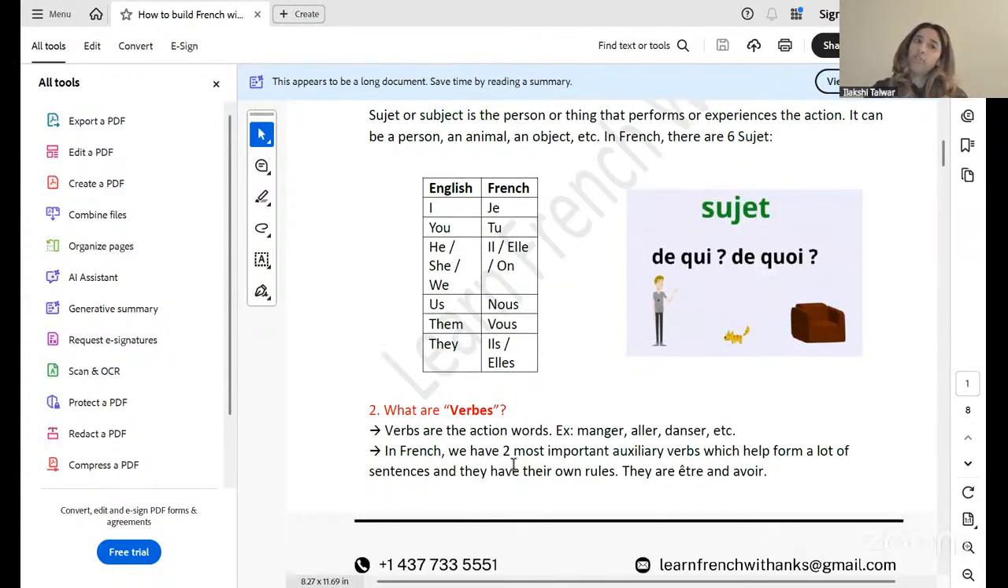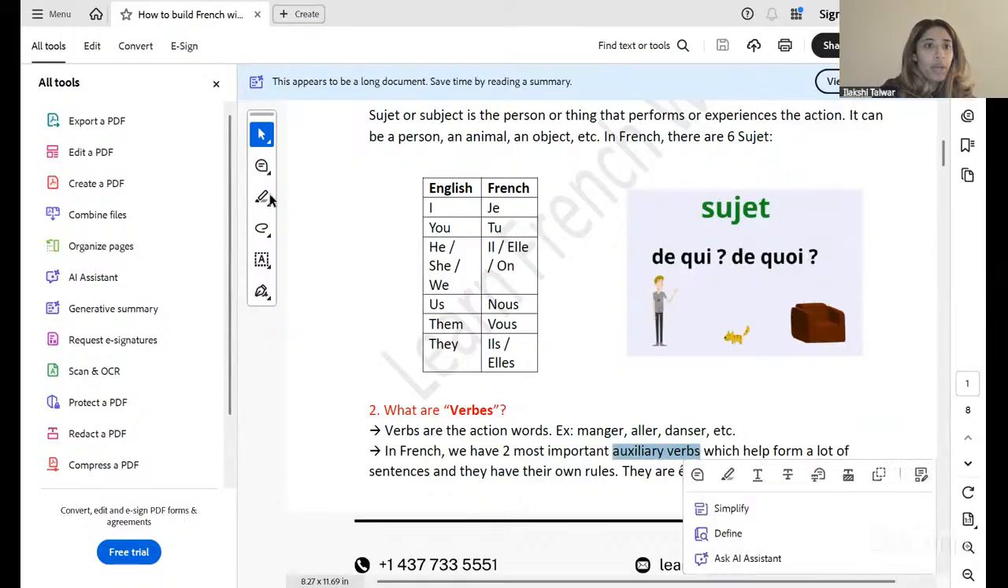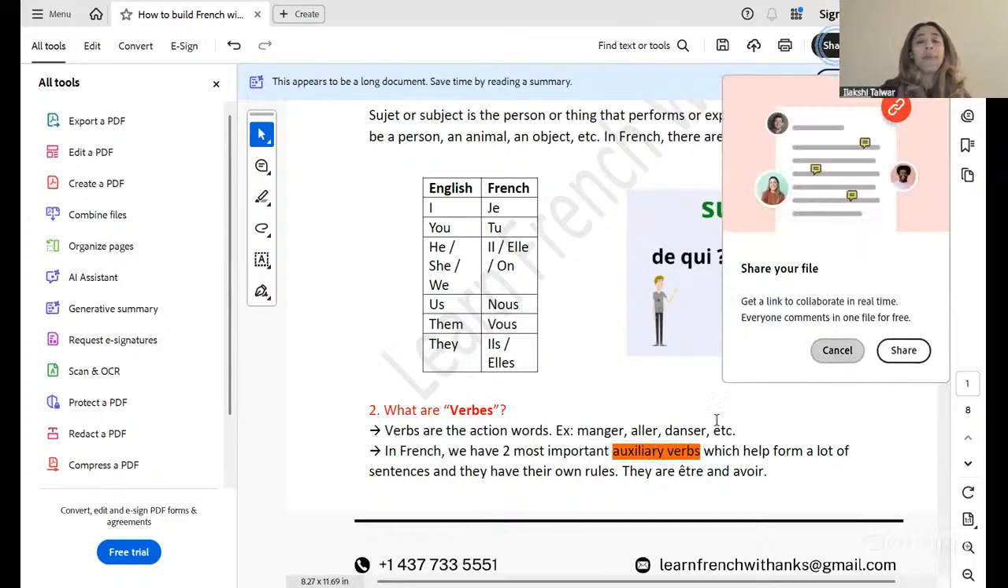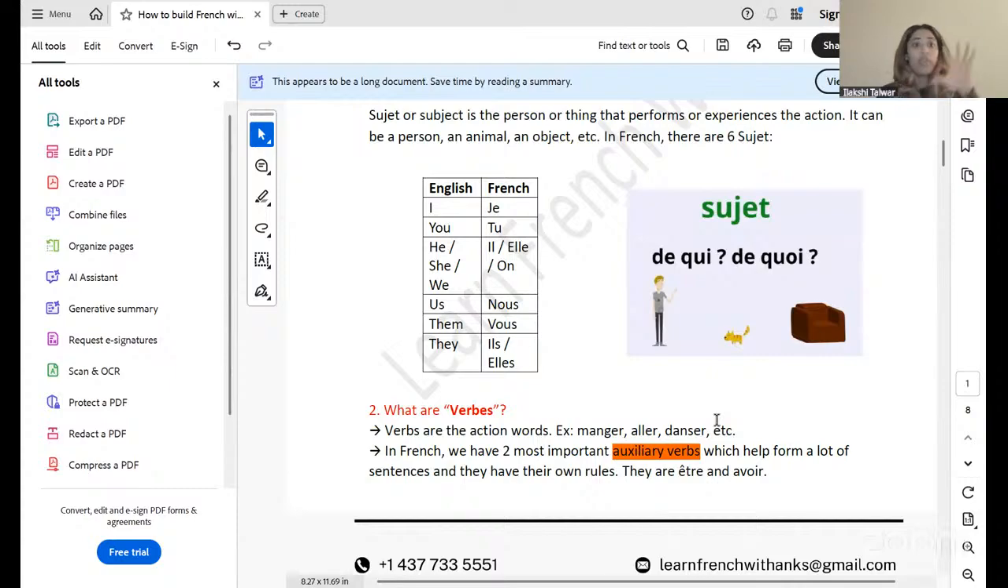So anybody who's performing the action, that is your subject. Your verb, obviously, that's the action word that is being performed. And you know many, I'm sure, like manger, aller, danser. Two very, very important ones that we cannot do without. That's your avoir and être. And they're also known as the auxiliary verbs. Okay? Why are they called so? Because they are helping words. These two verbs actually help us formulate a lot of tenses that we make, whether it's passé composé, whether it's plus-que-parfait, whether it's futur antérieur. There are so many tenses that require and need these two verbs primarily to create that tense. Hence, we call them the helping verbs.